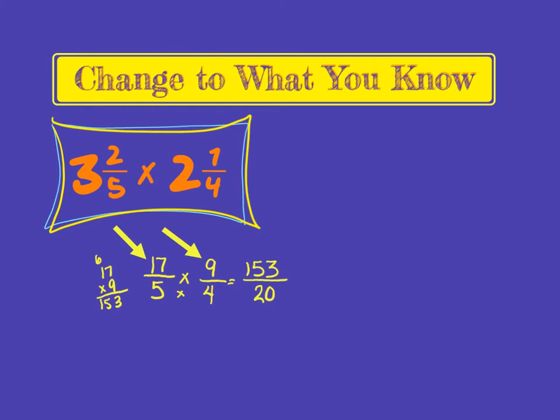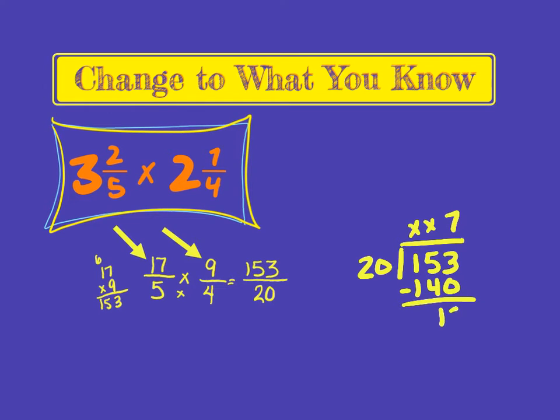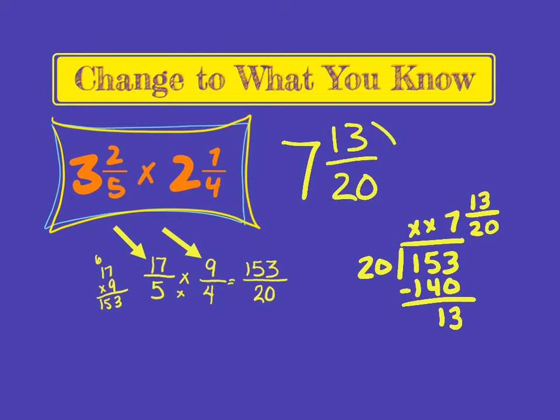Now that I've moved that out of the way, I can go ahead and change this very large improper fraction back to a mixed number. And I'm going to have to do that by dividing. So if I took 153 and divided it by 20, I will get 7 wholes, which gives me 140 pieces, giving me a remainder of 13. So my new mixed number would be 7 and 13/20, giving me my answer, 7 and 13/20.